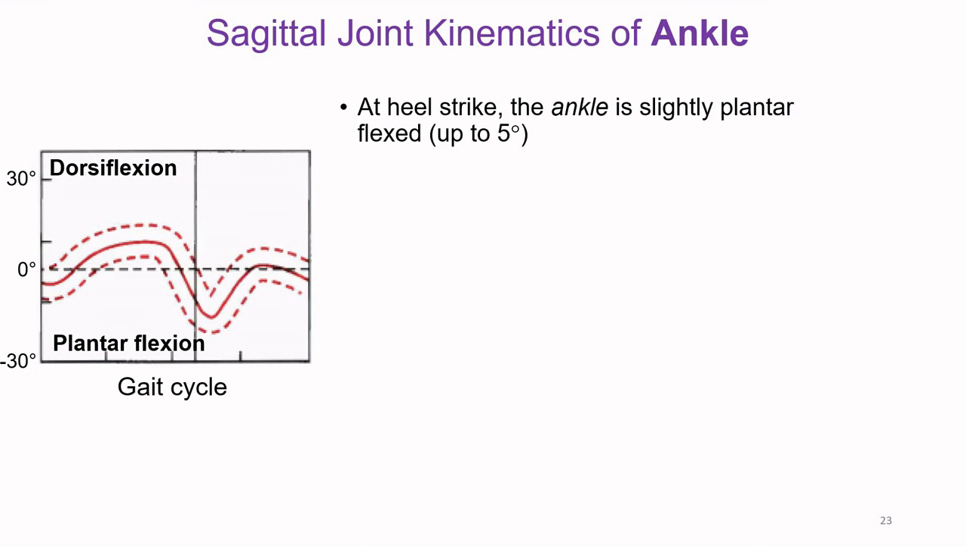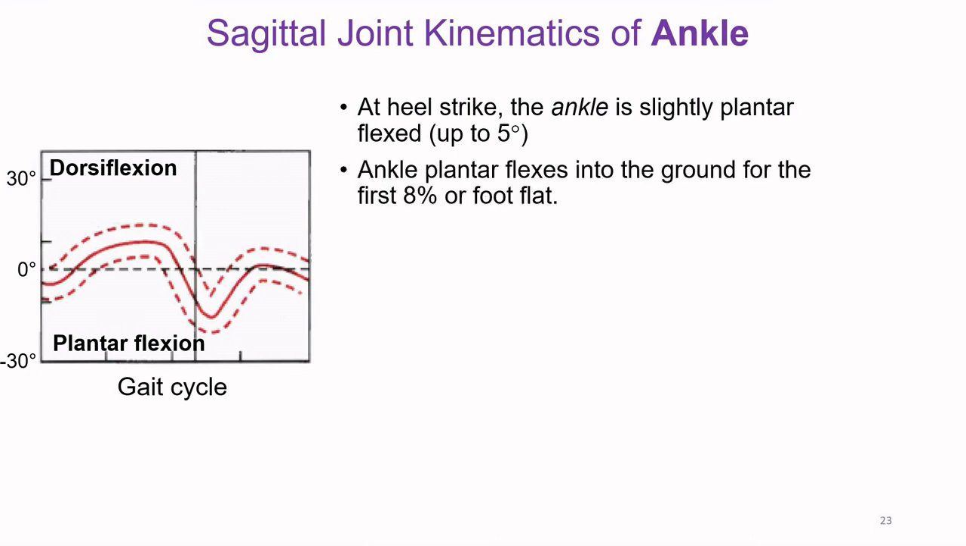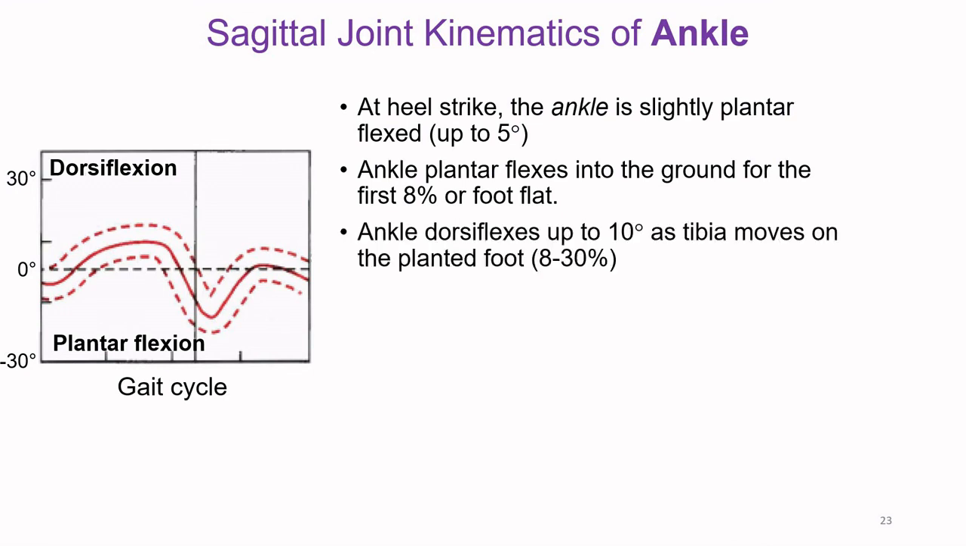Next, we have the ankle. At heel strike, the ankle is slightly plantar flexed, up to around 5 degrees. The ankle plantar flexes into the ground to obtain foot flat. The ankle then dorsiflexes up to 10 degrees as the tibia moves on the planted foot. This takes us from around 8% to around 30% of the gait cycle.